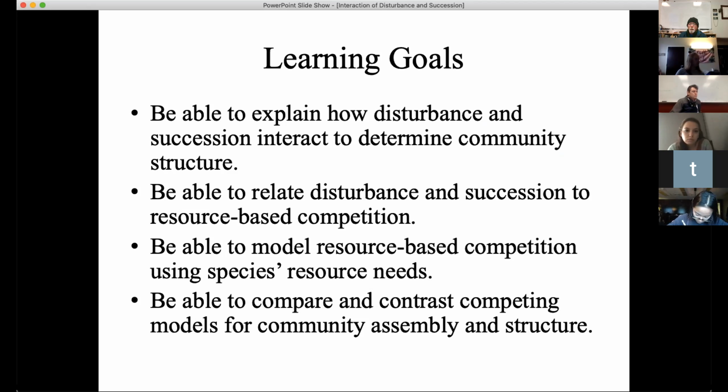But there's actually a way of modeling competition that is different from the Lotka-Volterra models of competition that Dr. Judd took you through with the Galapagos case study. And this is just a different set of ways of thinking about competition that really focuses on the resource needs of the species. And I'll show you what that model is and I'll show you how it works. And it would be nice to have you be able to compare and contrast competing models for kind of how communities get assembled and how communities are structured with one another.